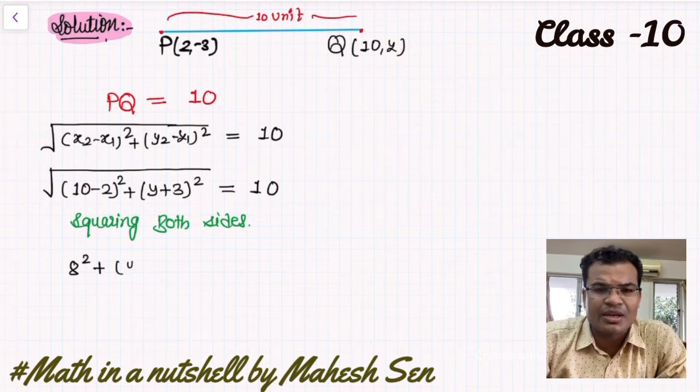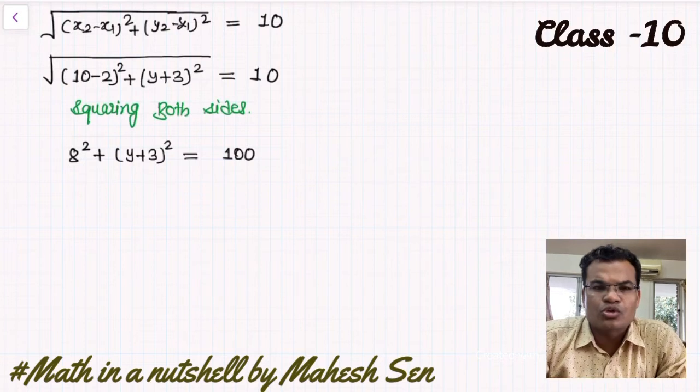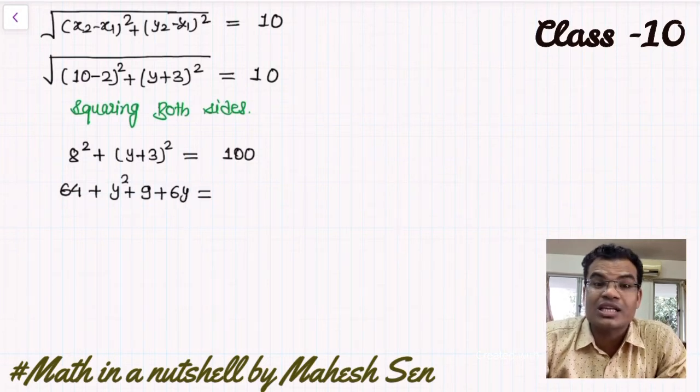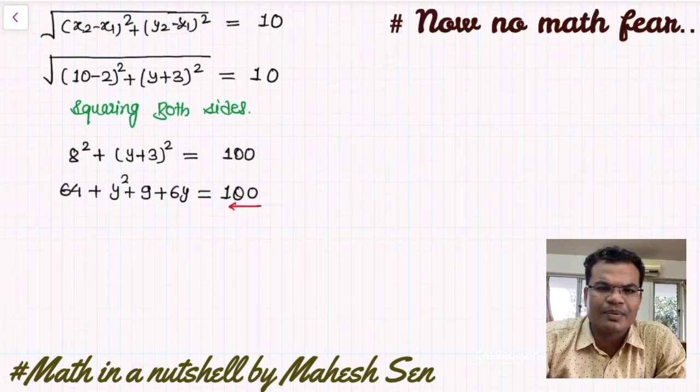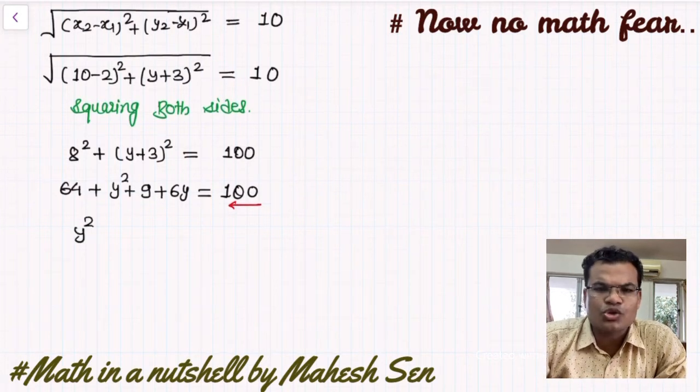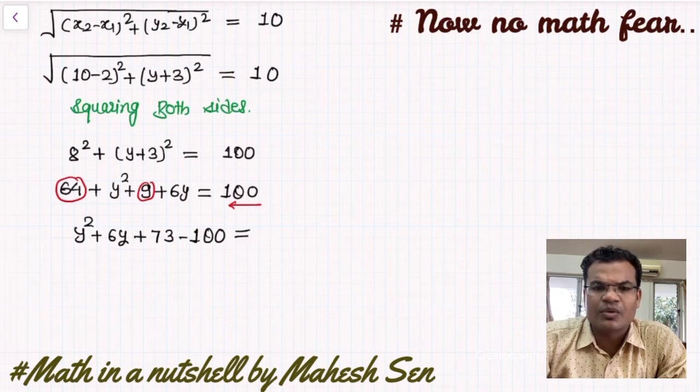So I will write (10 minus 2) whole square is 8 square, plus (y plus 3) whole square, as it is, equal to 100, because 10 square is 100. So 8 square is 64, plus we'll apply (a plus b) whole square on (y plus 3): y square plus 9 plus 2ab, that is 6y, equal to 100. Now this 100 will go to the left hand side. So y square plus 6y will be as it is, these both are the variables, and 9 and 64 we add, that is 73, minus 100, equal to 0.